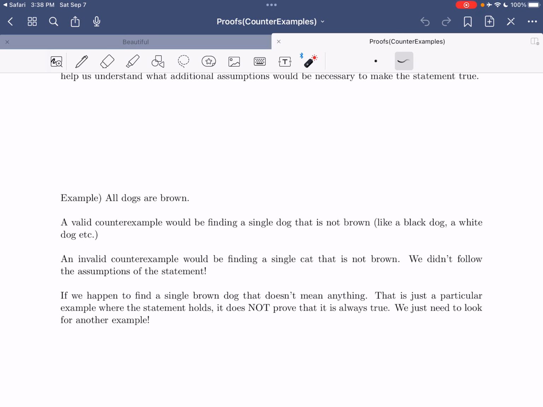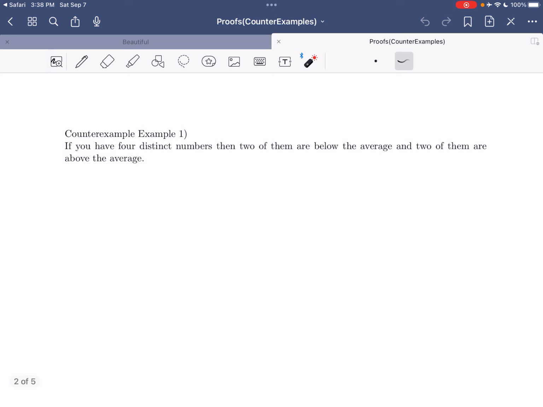All right, so without further ado, let's get to some actual mathematical statements and actually see how to construct a counterexample. So here is our first mathematical statement. This says that if we have 4 distinct numbers, then 2 of them are below the average and 2 of them are above the average. Now remember, just really quickly, average just means that we would add up all the numbers and divide by the amount of the numbers there. So it's saying if we have 4 distinct numbers, then 2 of them are below the average and 2 of them are above the average.